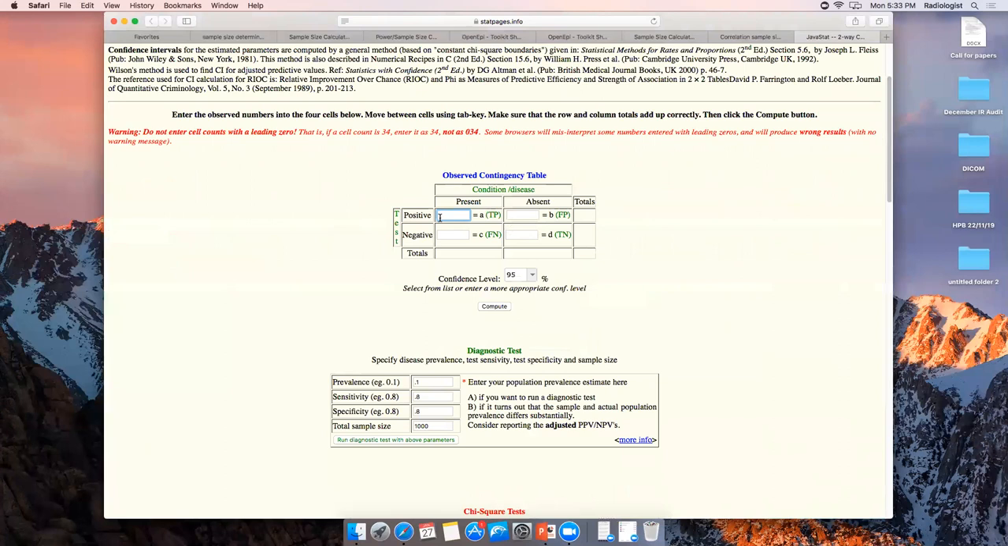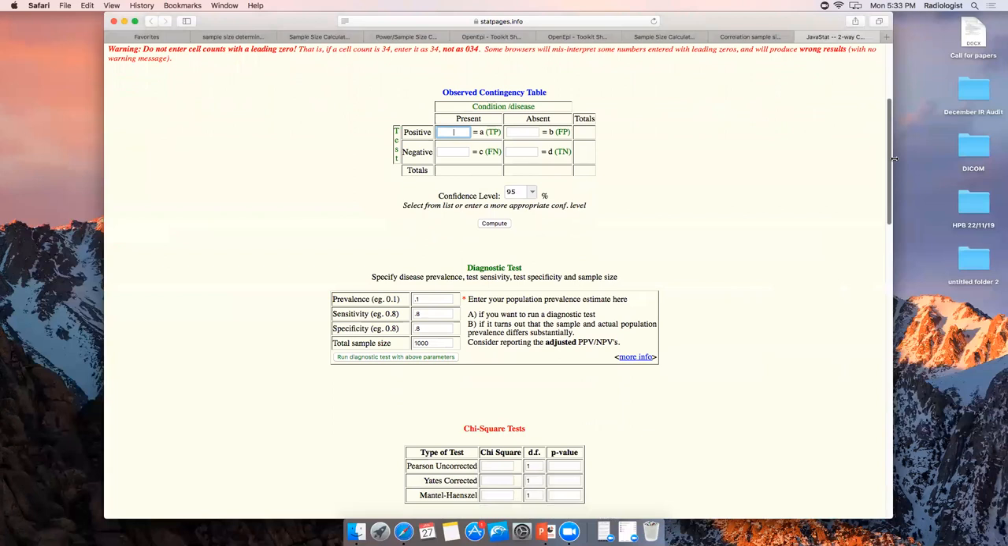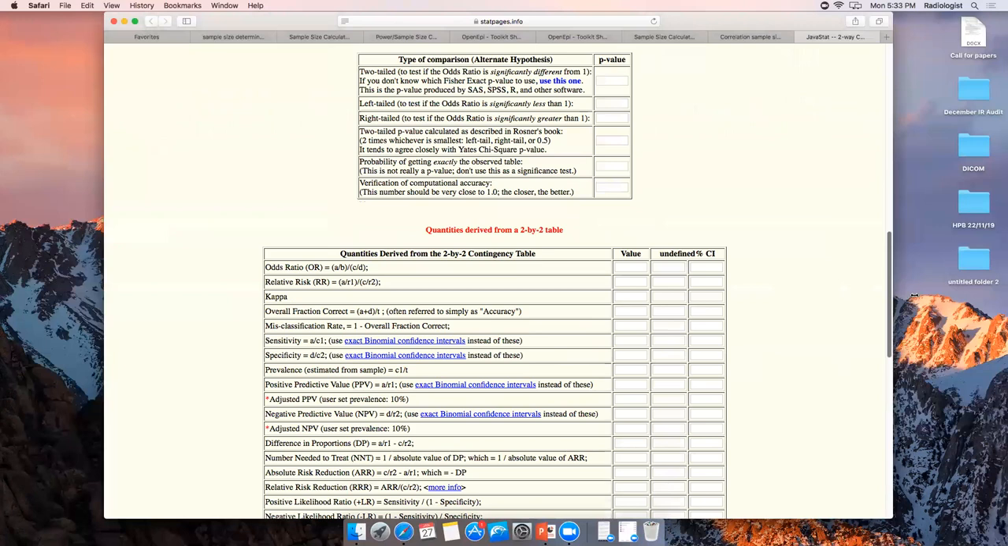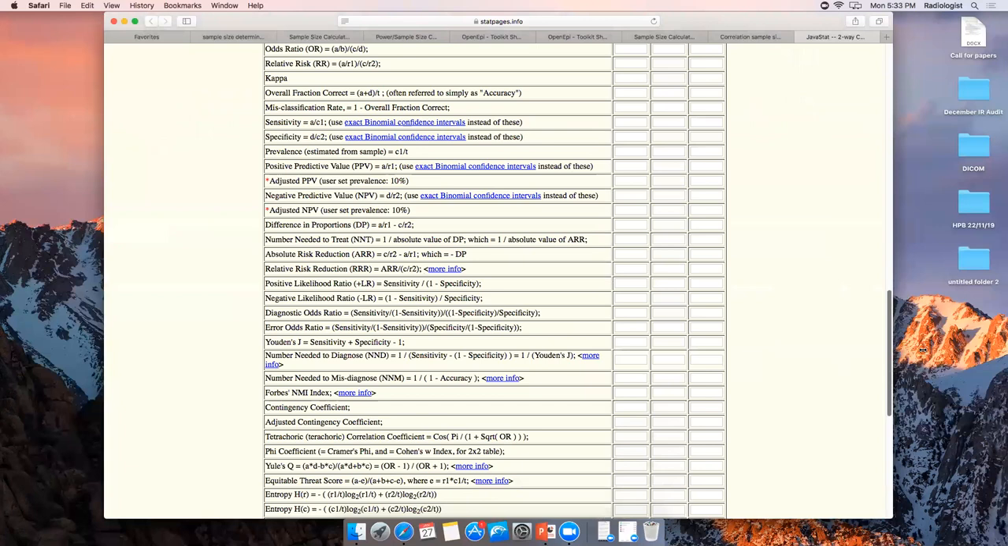This is a site that allows you to do lots of things. Many people often end up with a 2x2 table, and you can do all kinds of things with it. Once you have your data, you can perform chi-square tests. You can do sensitivity, specificity, kappa, relative risk. You just put in some numbers and everything is generated.